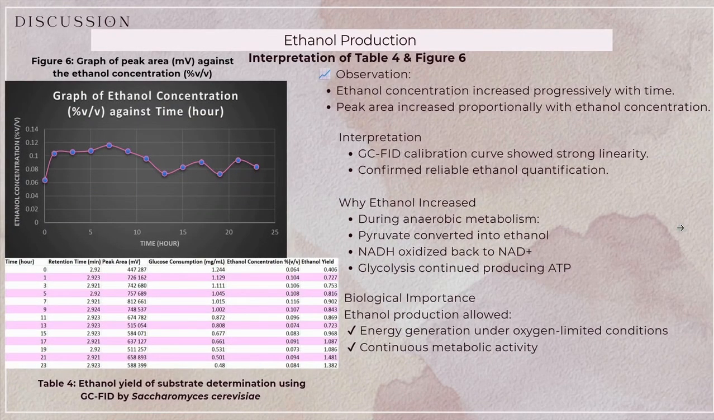And not only that, based on Table 4 and Figure 6, ethanol concentrations increase continuously throughout the fermentation process. This indicates that Saccharomyces cerevisiae successfully converted glucose into ethanol through an anaerobic fermentation pathway. Initially, ethanol concentration was relatively low because the cells prioritized adaptation and biomass synthesis. However, as fermentation progressed and glucose metabolism intensified, ethanol production increased significantly.